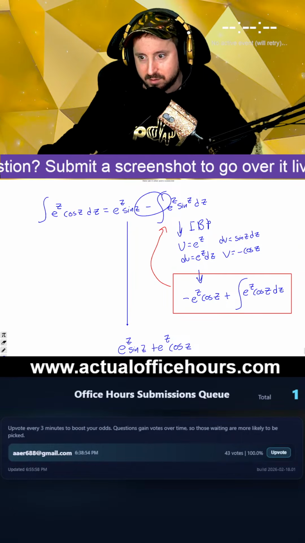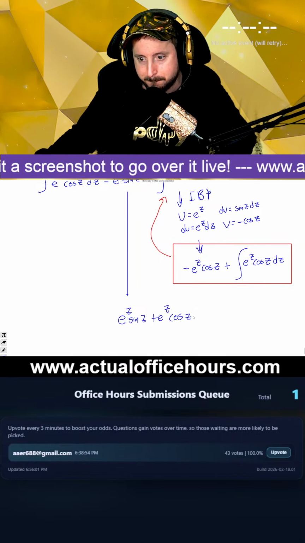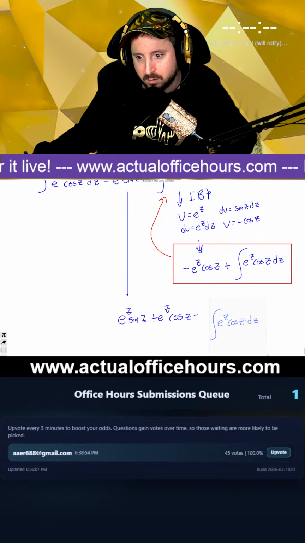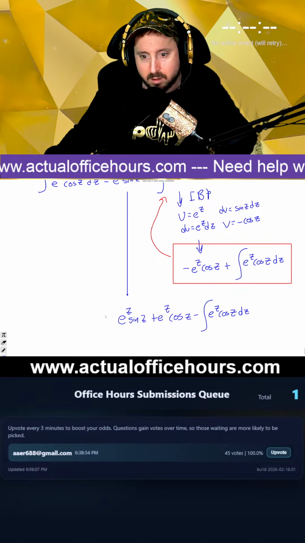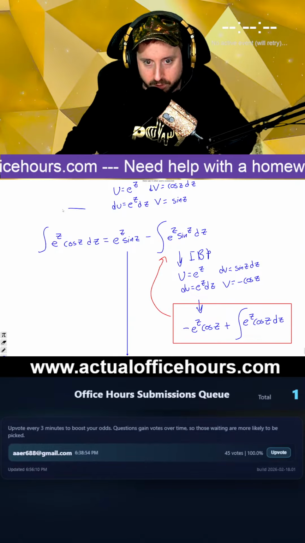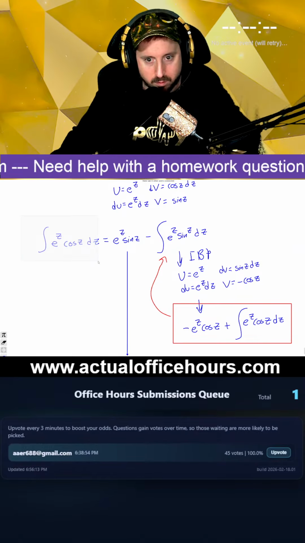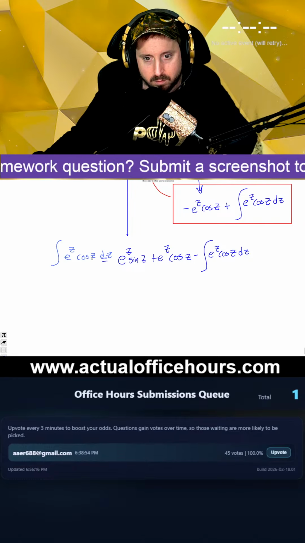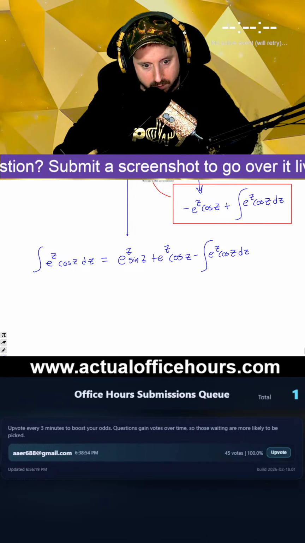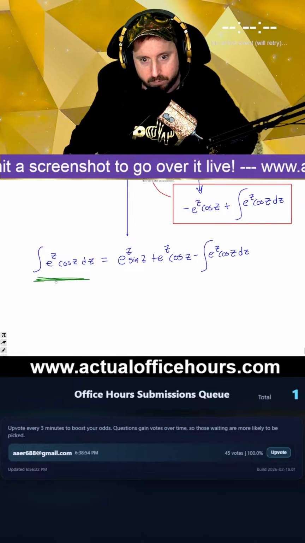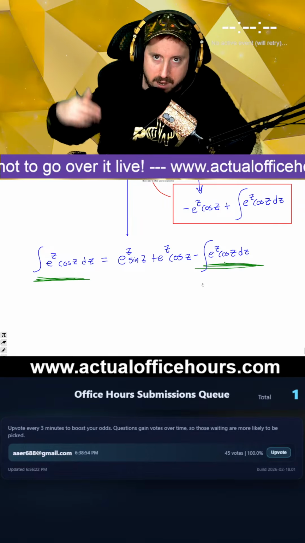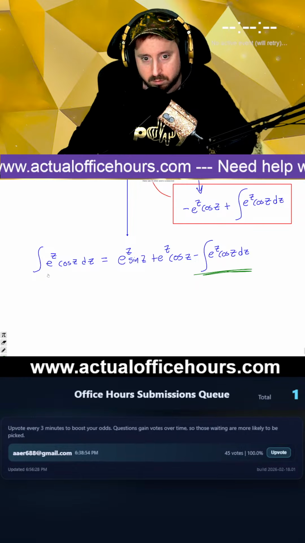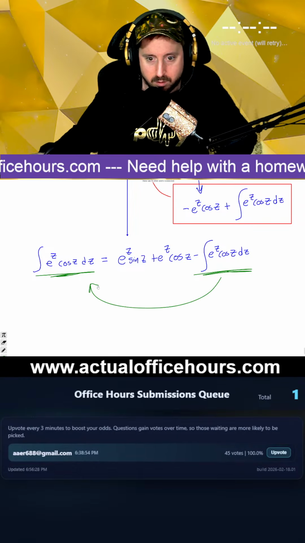And then this is minus this, so minus this integral. But this is all equal to the original integral we're trying to figure out. That's the cool part about this question. Notice how the very integral we're trying to solve shows up as an integral in the solution after you do integration by parts twice. So now, you can just move this over.